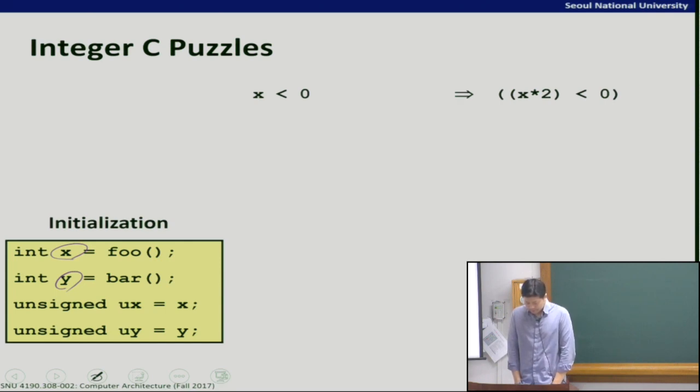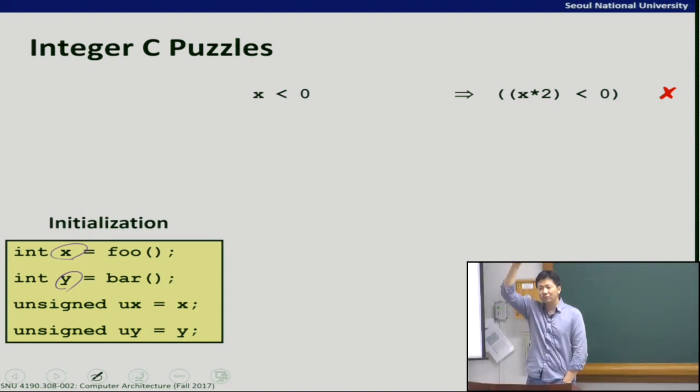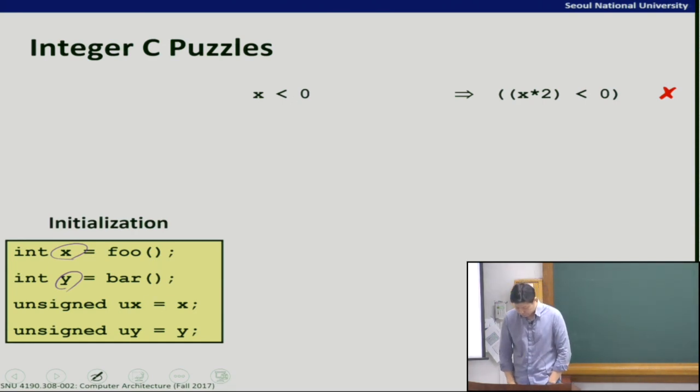If x is less than 0, then x times 2 is always less than 0. Is it true or not? Almost true, but not always, right? When does this property not hold? When x is TMin. If x is TMin, it overflows and wraps around to the most positive number. So if x is TMin, a negative number, you end up getting a very, very large positive number. So this one doesn't hold in general.